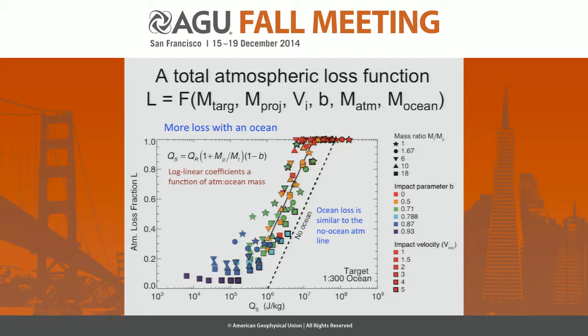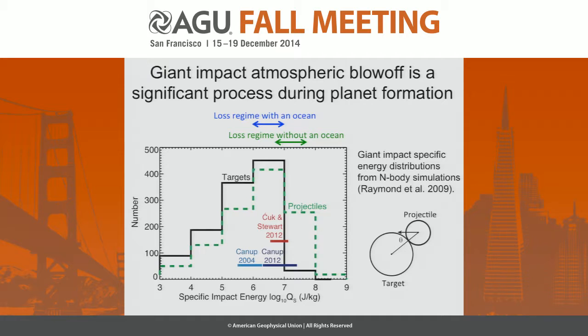Now, to put all of this together, what we have developed, and there's a paper in prep by Simon Locke and colleagues, is a function for any impact scenario, any pre-existing atmosphere and ocean mass and composition. We can give you a number for how much of the total atmosphere is ejected by this mechanism.